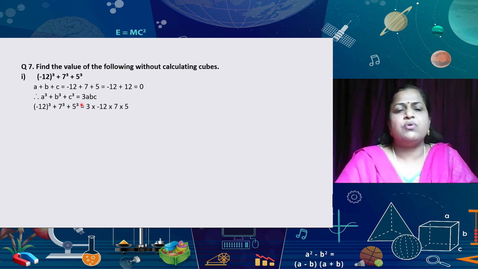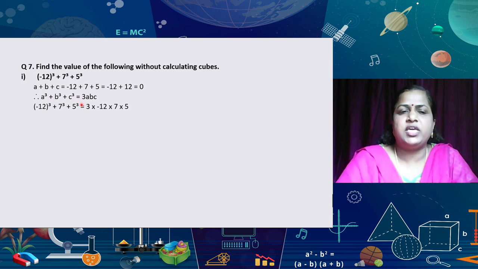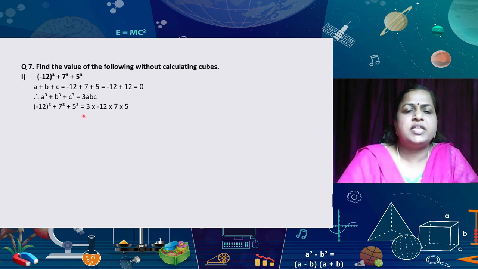Now, minus 12 the whole cube plus 7 cube plus 5 cube equal to, that is a, b and c here, minus 12 is a, b is 7 and c is 5. So we can multiply 3 into a into b into c, that is 3 into minus 12 into 7 into 5, that is minus 1260 is the answer. Plus into minus is minus, so we get the answer as minus.